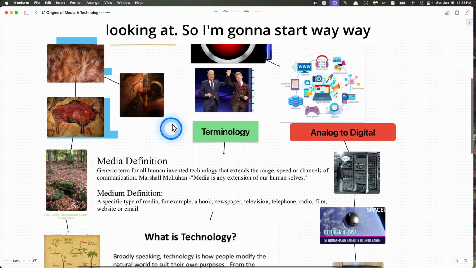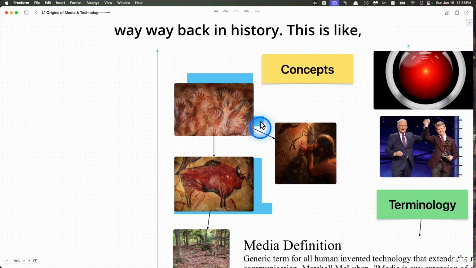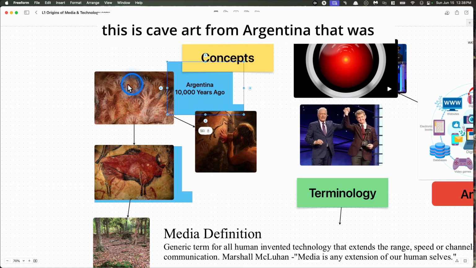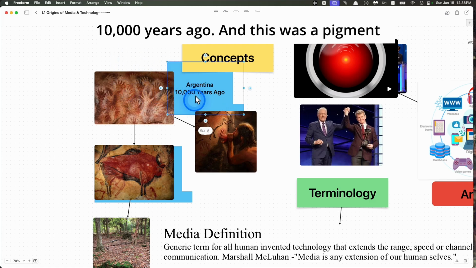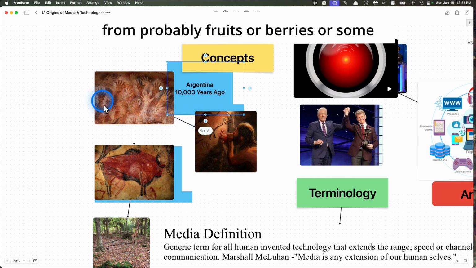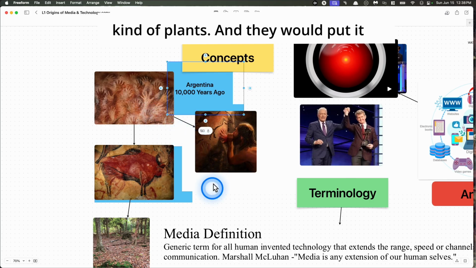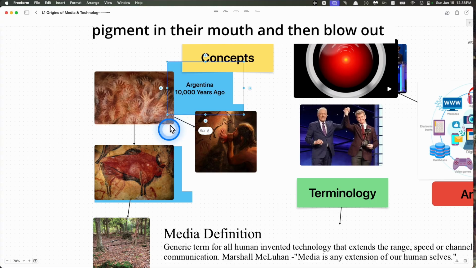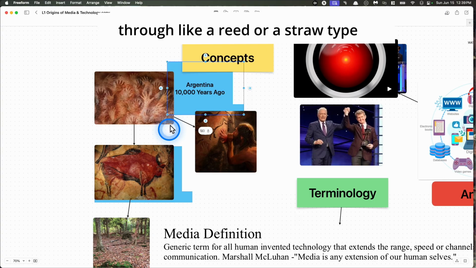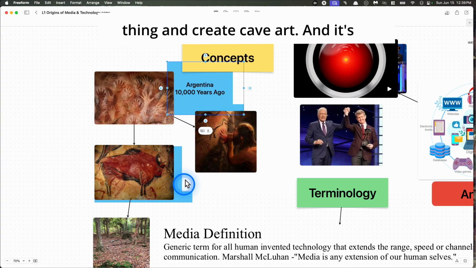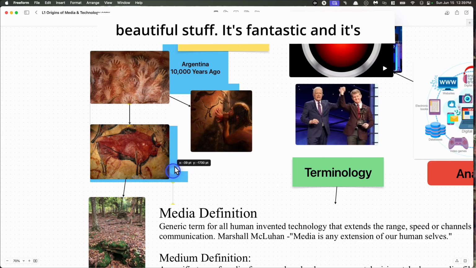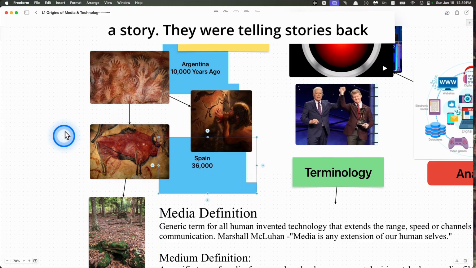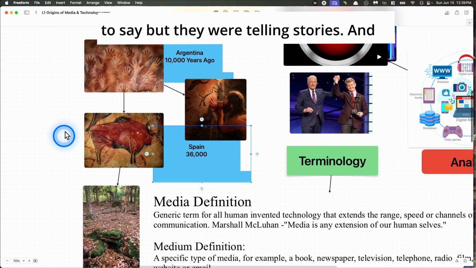So I'm going to start way, way back in history. This is cave art from Argentina that was 10,000 years ago. And this was a pigment from probably fruits or berries or some kind of plants. They would put the mixture of pigment in their mouth and then blow out through a reed or a straw type thing and create cave art. And it's beautiful stuff. It's fantastic. And it's a story. They were telling stories back then. We don't know what they were trying to say, but they were telling stories.